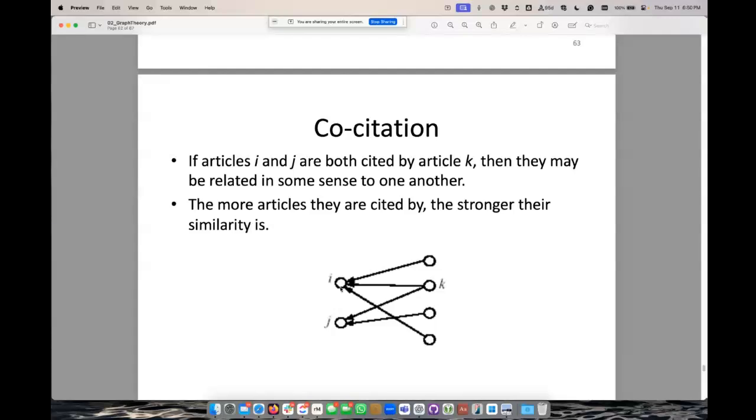Again, we are trying to gauge how similar I and J are depending on how many papers co-cite them. So the more such Ks, or more such papers exist on the right that cite both I and J together, the more similar I and J are, right?